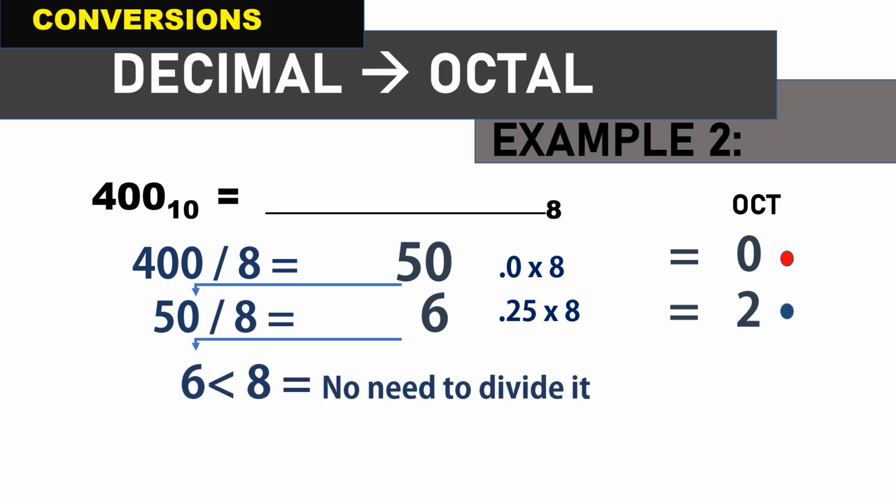Then 6 now is less than 8, so no need to divide it. We're going to get 6 as our last digit on the left, so I mark it green. I marked the indicator on how you're going to write it. So you will have now 620. So 400 in decimal is equal to 620 in octal.